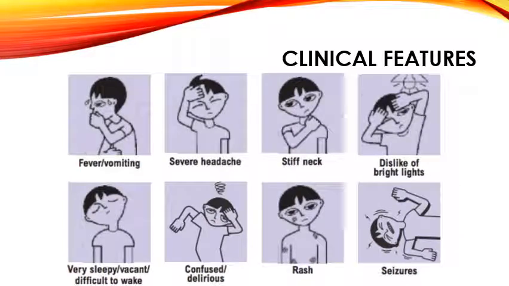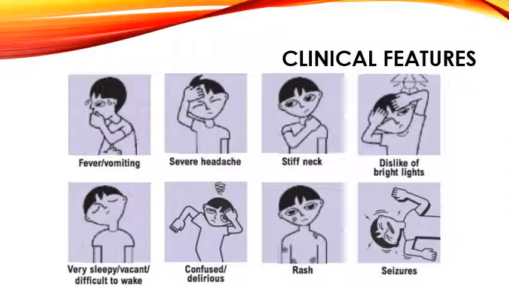Coming on to clinical features in older children. Fever is a prominent feature. Vomiting will occur, which can be projectile. They can complain of severe headache as a result of raised intracranial tension. Stiff neck or neck rigidity, which is the sign of meningeal irritation, can be appreciated in older children. Dislike to bright objects, or we can say photophobia. They'll simply complain that they are having photophobia.